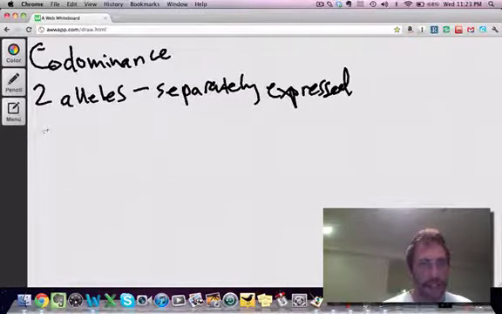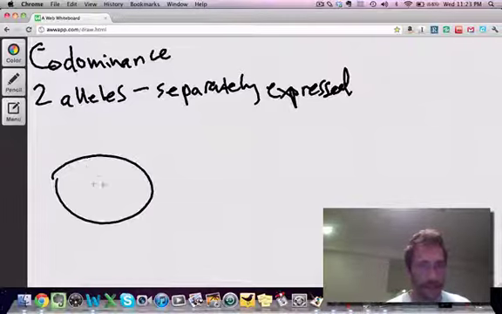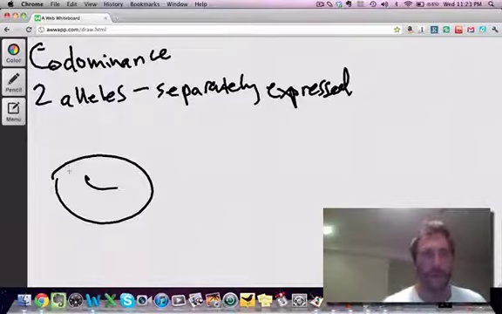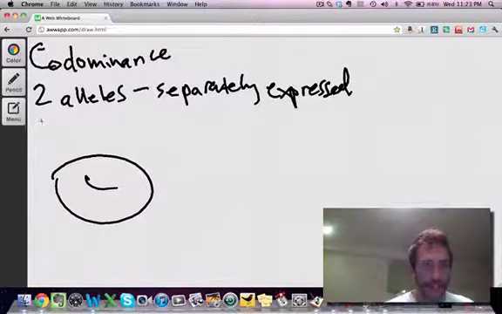So the classic example of this is blood types. Let me give you just a little background on blood typing. Blood cells, here's a blood cell, have molecules on their surface. Your immune system works by recognizing the shapes of things that are on the surface of molecules. There are actually three alleles in the case of blood types, but let's just focus on the first two. One is the A allele, and one is the B allele.